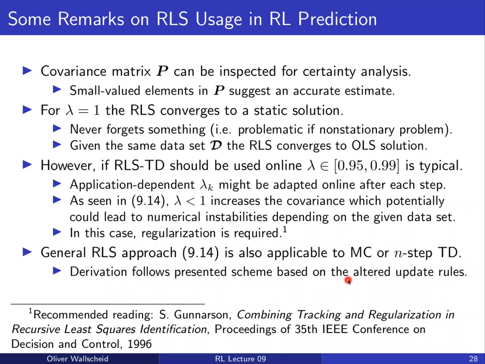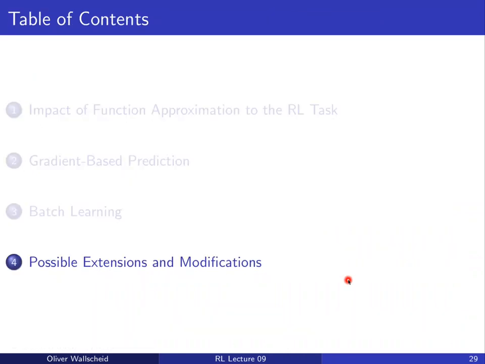Yeah, and with that, we are through the batch learning approach, where we really want to squeeze out as much information as possible from a given data set. However, as we have discussed, we have the trade-off of the consistency of the data set if the environment is changing over time or the policy is changing over time, and therefore this is more or less only a supplement to the gradient-based predictions. So really depending on the application, what you should choose, either a classical gradient-based or batch learning.